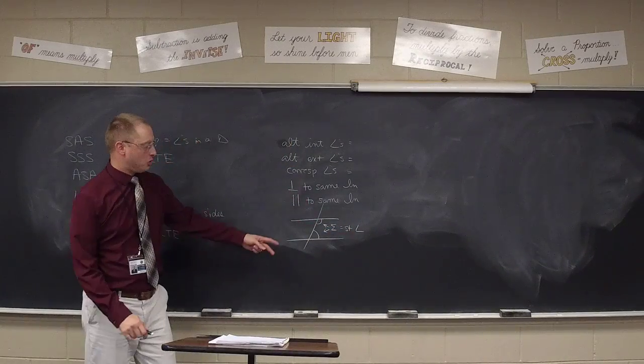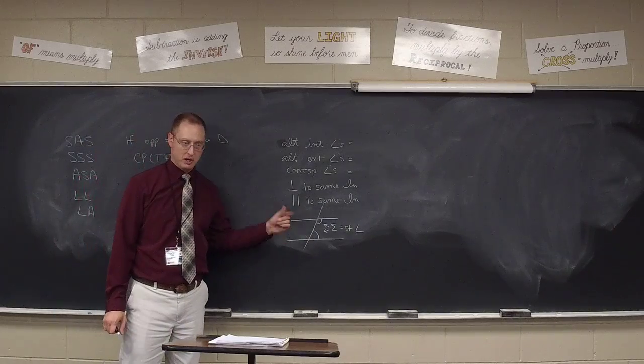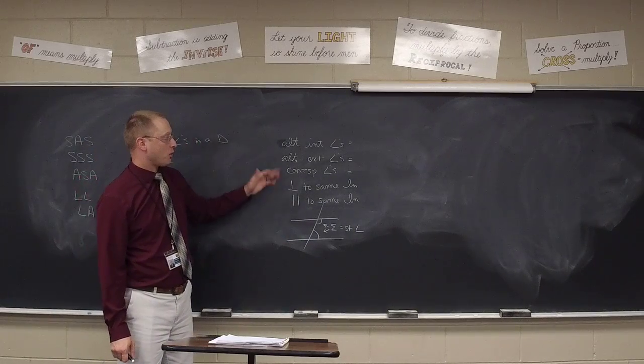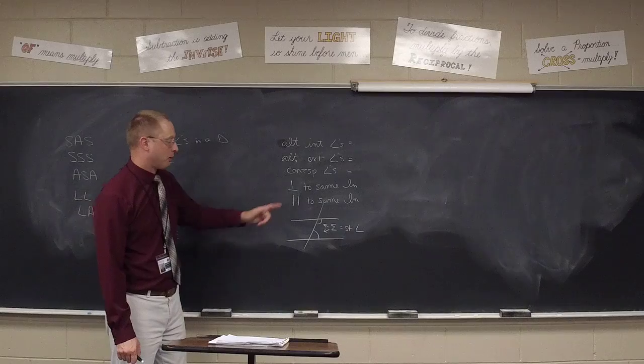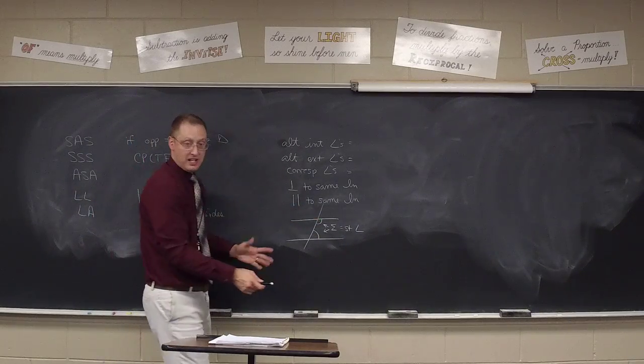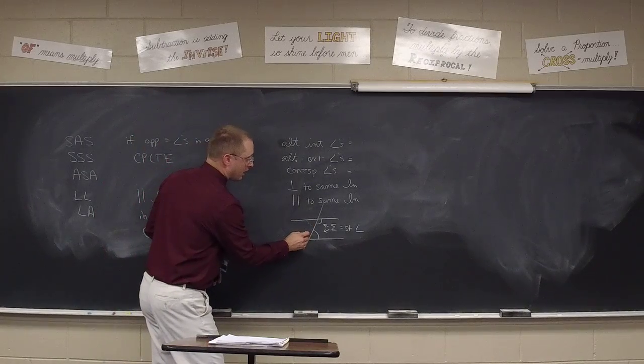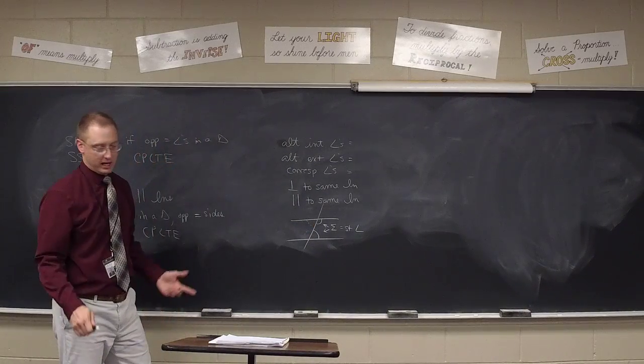If the sum of the 2 interior angles on the same side of the transversal equals a straight angle, they're going to be parallel as well. So alternate interior angles equal, alternate exterior angles equal, corresponding angles equal, perpendicular to the same line, parallel to the same line, or if these 2, and they don't have a name, but if those 2 equal a straight angle, or if those 2 equal a straight angle, that would work also.